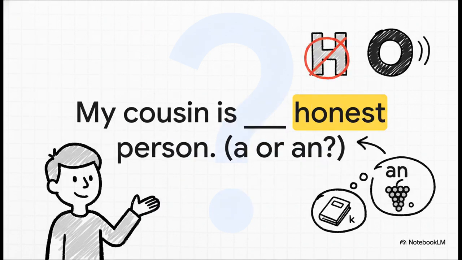All right, next up, my cousin is an honest person. Now careful, this one is designed to trick your eyes. The word starts with the letter H, right? But is that the first sound you hear? Nope, the H is silent. The first sound is O, as in honest. That's a classic vowel sound, which means the right answer has to be an honest person.